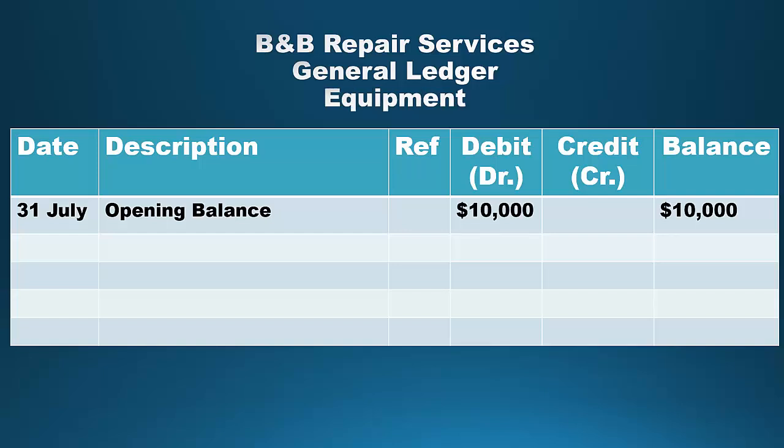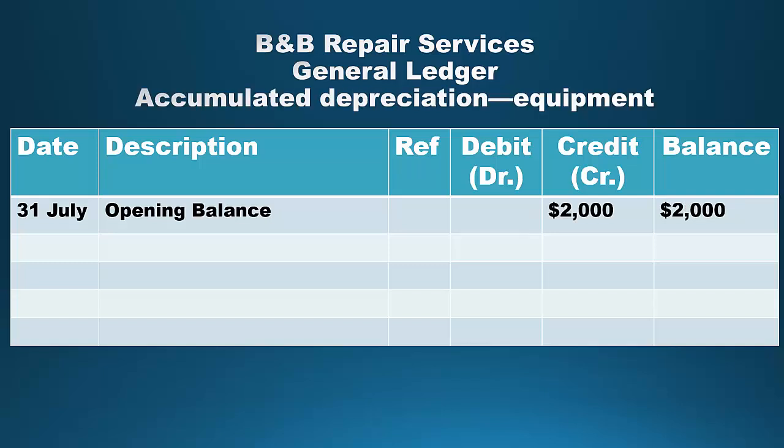4. Equipment. The equipment account represents the tools or machinery the business owns. On July 31st, the balance is $10,000. Equipment is an asset, so the opening balance is recorded on the debit side of the ledger. 5. Vehicles. Vehicles are another asset, representing the company's transportation equipment. As of July 31st, the business owns vehicles worth $25,000. This balance is an asset, so it goes on the debit side of the vehicle's ledger.